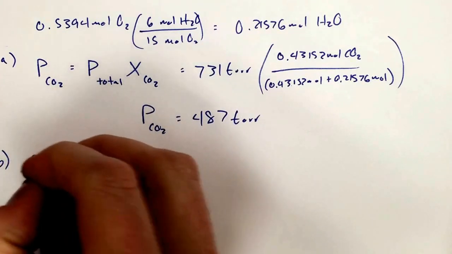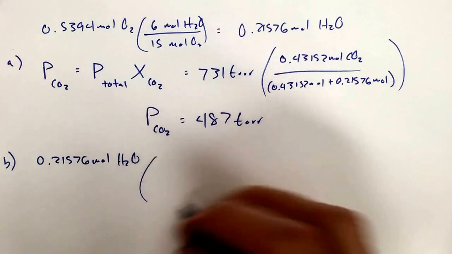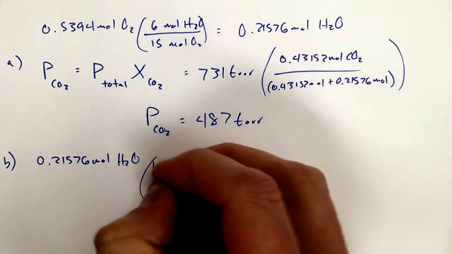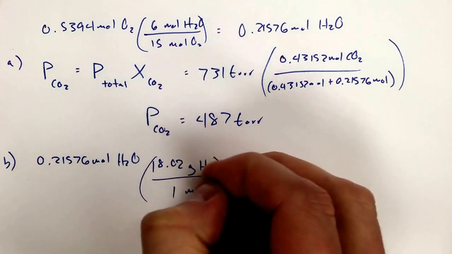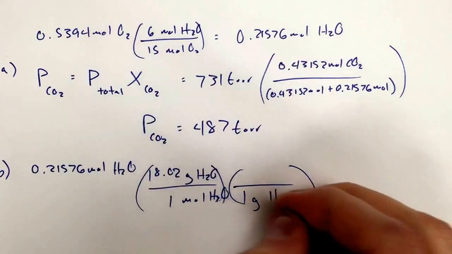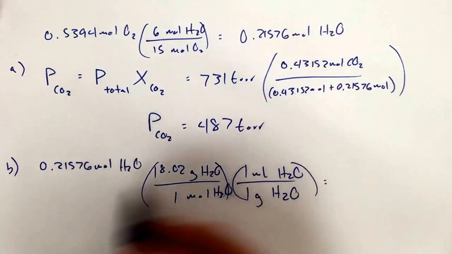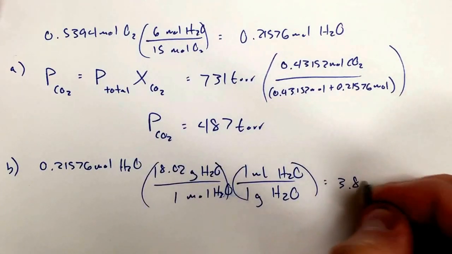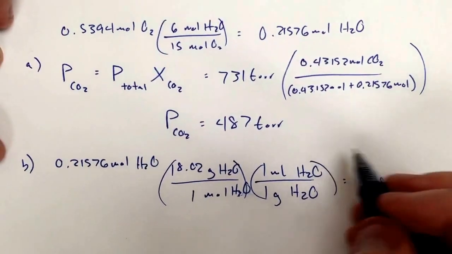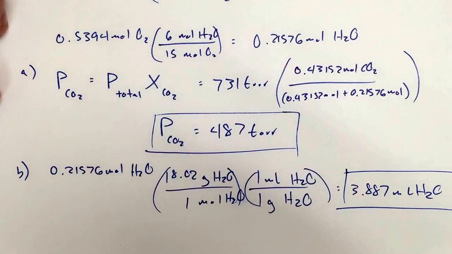We have the moles of water, 0.21576 moles of H2O, and we can convert from moles to grams. 1 mole of water is equal to 18.02 grams of water. And we also know from the problem that 1 gram of water is equal to 1 milliliter of water. So that will give us the volume, and when you multiply and divide, you get 3.887 milliliters of water. So here's our answer to A, and here's our answer to B. So that's how to do number 10.